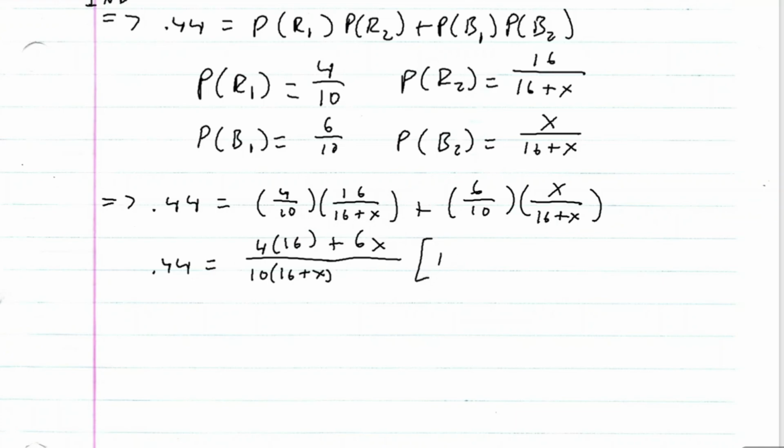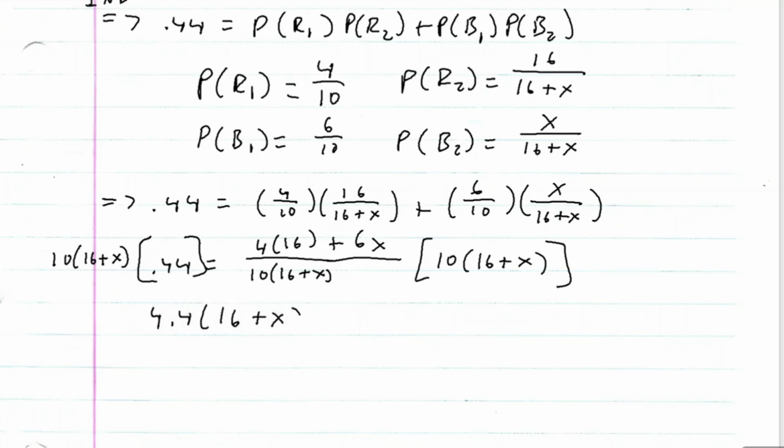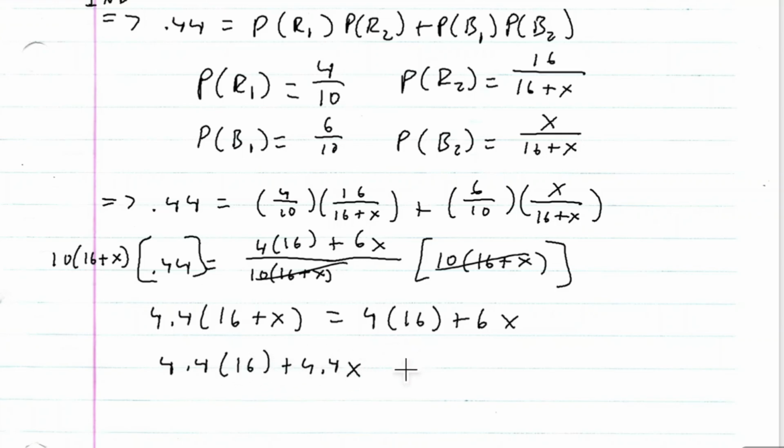Now I can multiply both sides by 10 times 16 plus x. That'll give me 4.4 times 16 plus x is equal to 4 times 16 plus 6x, because these will turn into 1, right? So that'll give me 4.4 times 16 plus 4.4x is equal to 4 times 16 plus 6x.